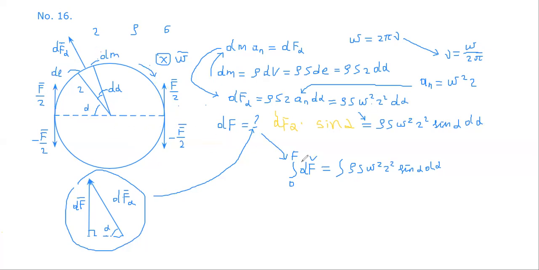The smallest angle is equal to 0, and the biggest angle, the largest angle, is equal to pi radians, because for the upper half of the ring, the angle alpha will be from 0 to pi.